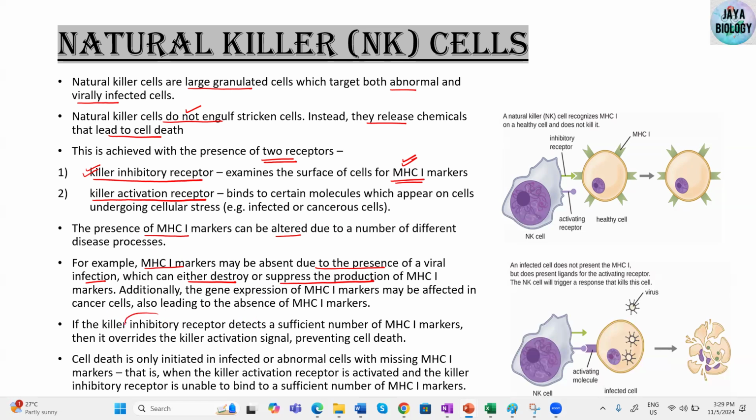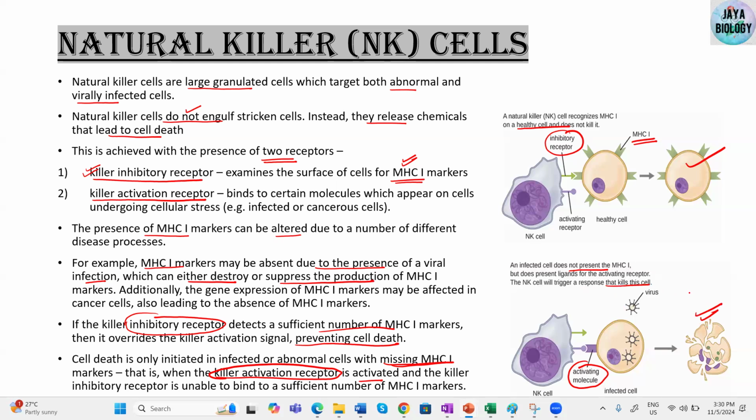So if this receptor, the killer inhibitory receptor, identifies a sufficient number of MHC1, then obviously cell death is prevented. But if they find that MHC1 is missing, then obviously the activator receptor is activated, which is going to now kill the cell. See, so this is the inhibitory receptor. If it is able to bind with MHC1, it means the cell is normal and it will not kill the cell. But if the activating molecule is able to bind here, why is it able to bind? Because MHC1 is not present. It means the response is what? That it will kill the cell.